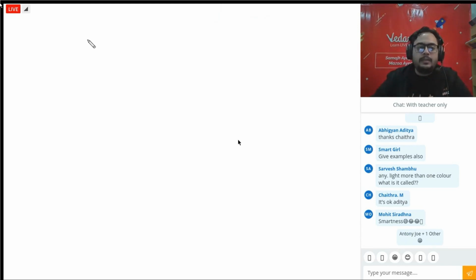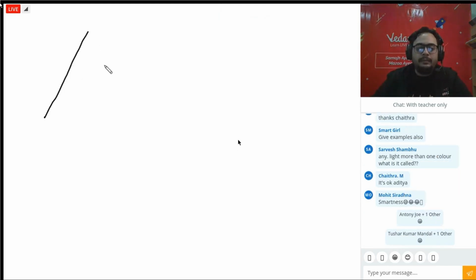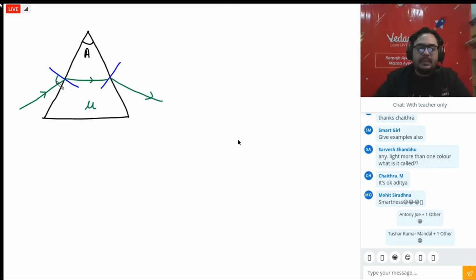So suppose this is the prism, I am making it again. And this is the angle of prism. Now we draw two normals on two faces, and same diagram I am drawing again. Like this. And mu is the refractive index. This is angle of incidence, this is angle of emergence, this is R1 and this is R2. So first thing I want to ask you, is there a relation between A and R1 and R2?